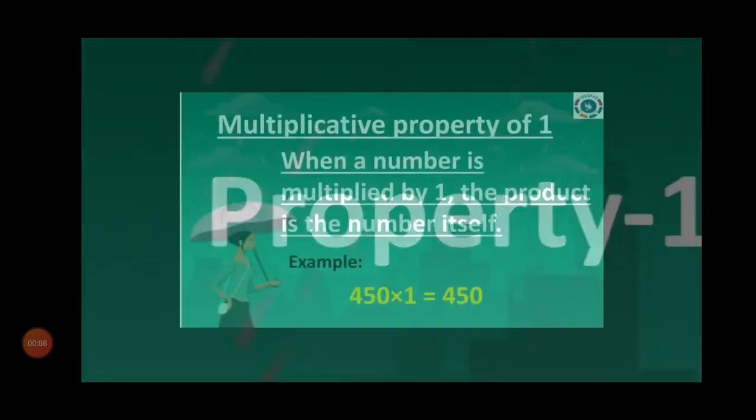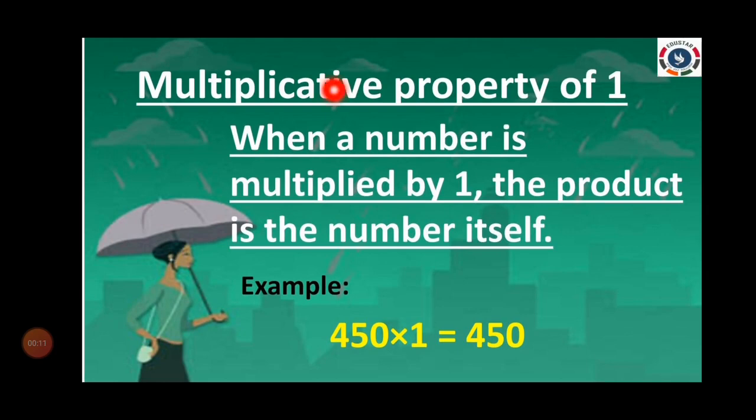Property 1, multiplicative property of 1. When a number is multiplied by 1, the product is the number itself. For example, 450 is given. We are multiplying by 1. We get the same answer, the number itself. So 450 into 1 is equal to 450.